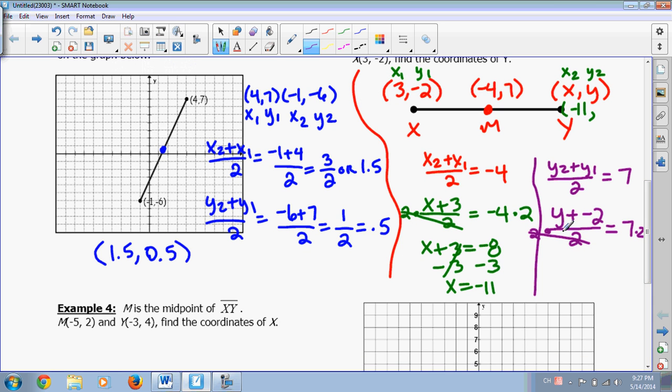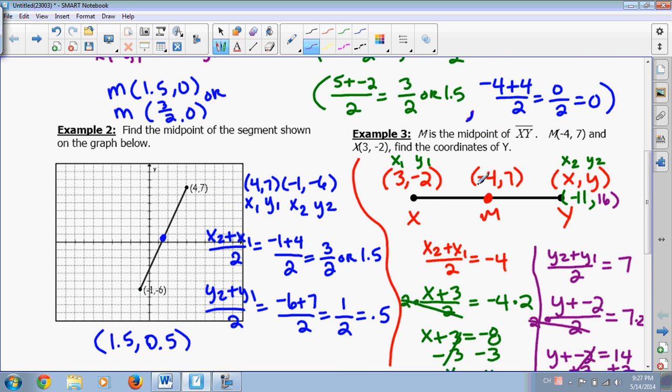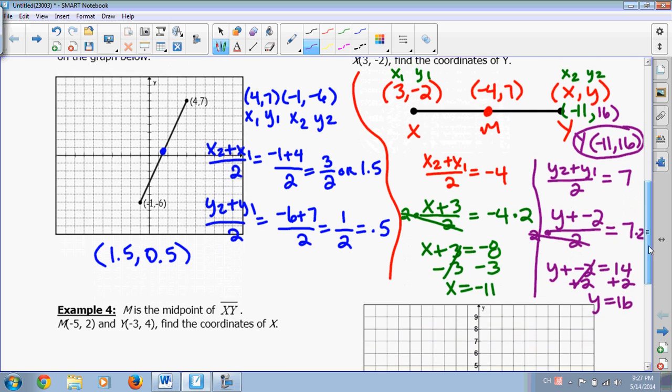So we are left with y plus -2 is equal to 14, because 7 times 2 is 14. In order to get rid of this minus 2 here, we would add 2 to both sides. So y is equal to 16. So our endpoint that we're looking for, in order to make -4, 7 our midpoint, would be -11, 16. So sometimes you're going to have to work backwards to find an endpoint.